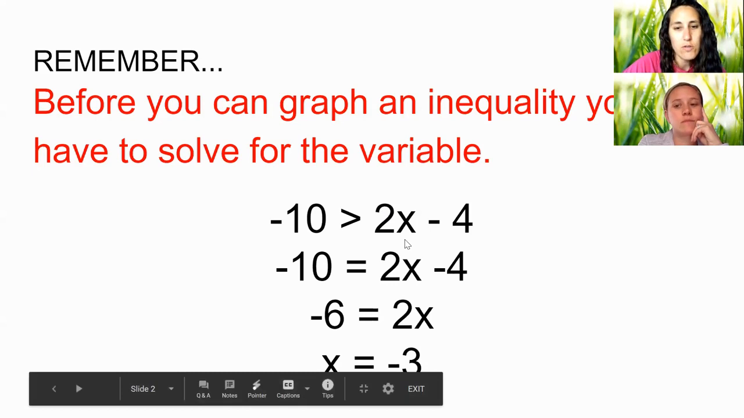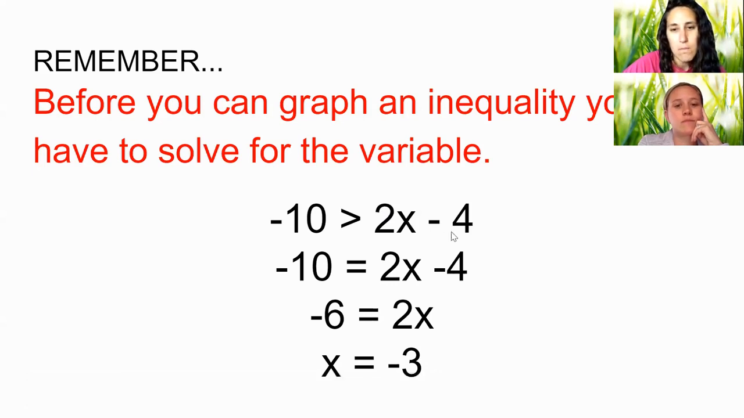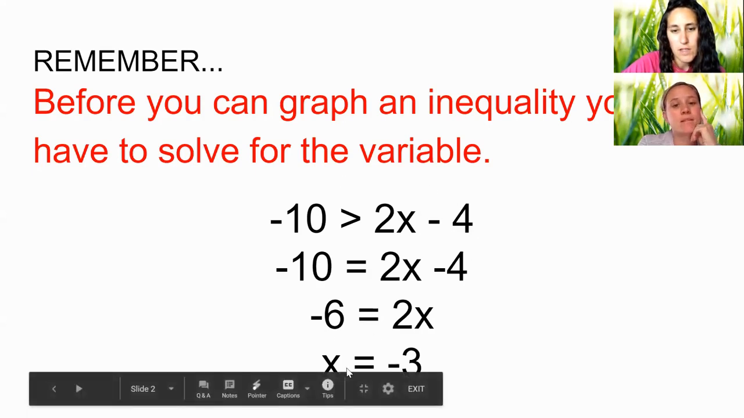-5, 2 times -5 would be -10. -4 would be -14. That didn't work either. Oh yeah, -10 is greater than -14. Yep, so that would work. So then your inequality sign would be x is less than -3.